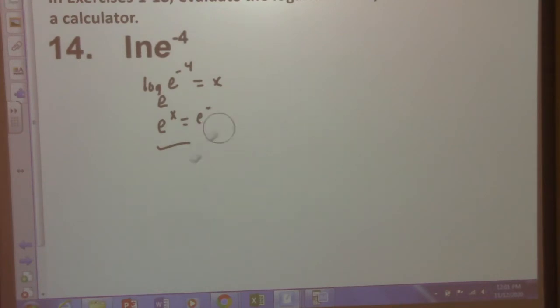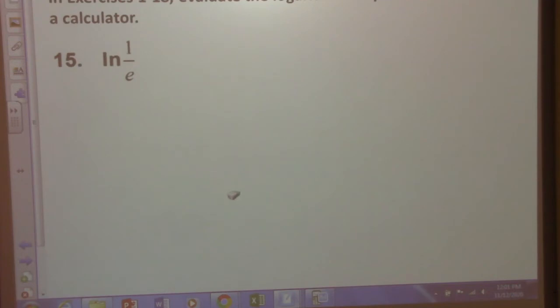So, Elizabeth, you're telling me that 15 looks a little bit monstrous to you? Okay, fine. What I will do for this one is the natural logarithm of 1 over e.